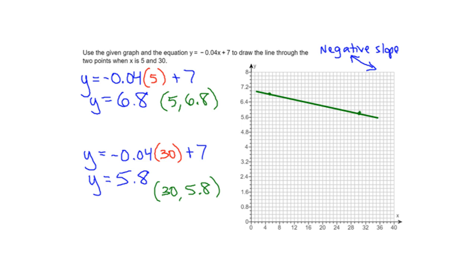Okay, so this is the first one with negative slope. If there is a negative sitting in front of the x, then the slope is going to head downward from left to right. And therefore, instead of rising, we're going to fall. We're still going to run to the right, but we're going to fall instead of rise. So this problem's the same way. You're going to substitute 5 in for x, get 6.8 back out. So that's one ordered pair. Then you're going to put 30 in for x, put it in your calculator, and get 5.8 back. That's your next ordered pair. You're going to plot those two and draw your line.